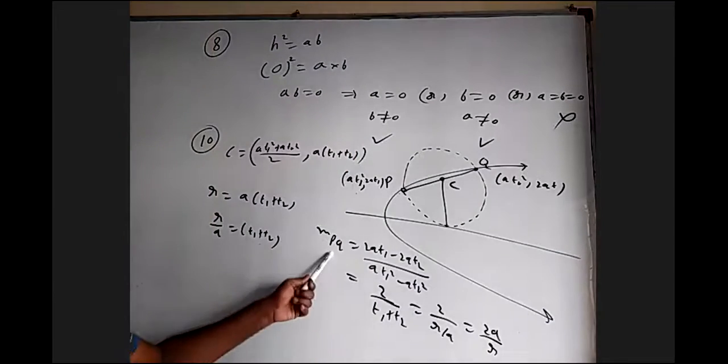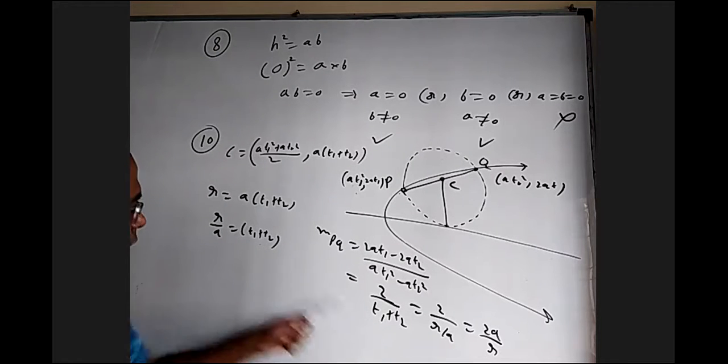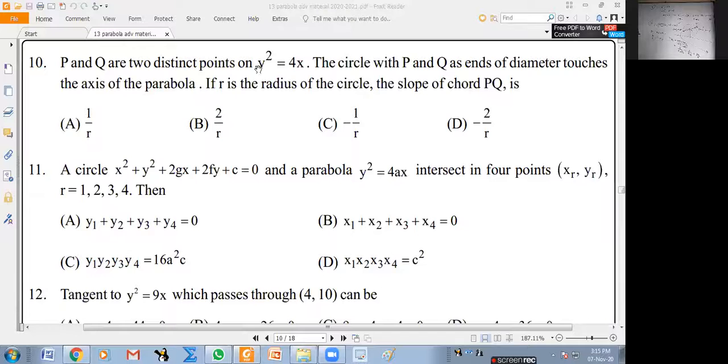So we are able to find slope in terms of radius. We are able to find slope in terms of t1 + t2, but t1 + t2 is in terms of radius, so we are able to find it in terms of radius. That is, y² = 4x, so a is 1, so it will be 2/r.